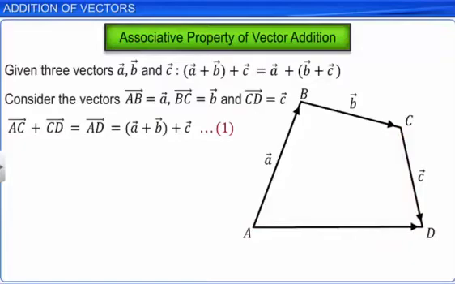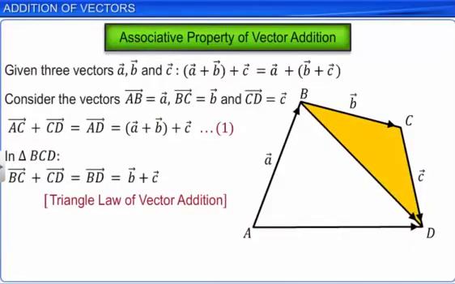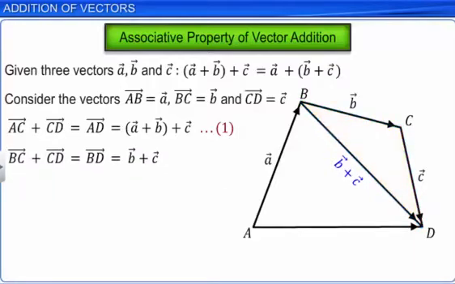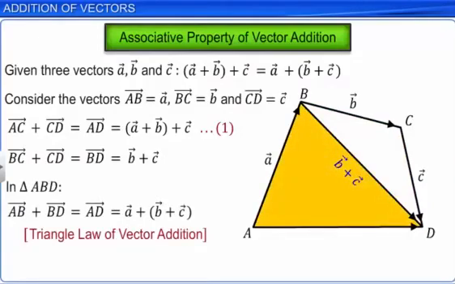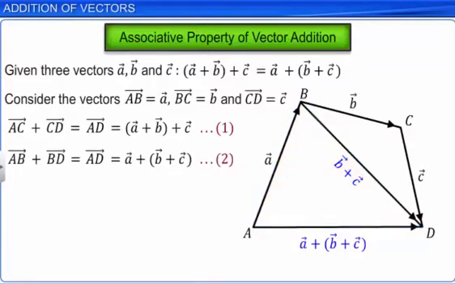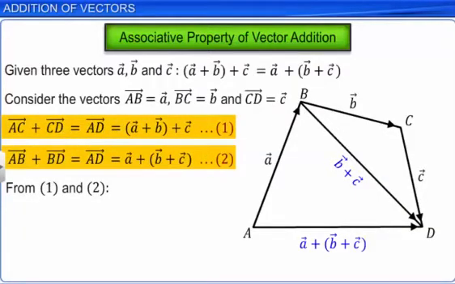Consider triangle BCD. By the triangle law of vector addition, the sum of vectors BC and CD is equal to vector BD, which is vector B plus vector C. Now, consider triangle ABD. The sum of vectors AB and BD is equal to vector AD, or the sum of vectors B and C. Equating the value of vector AD from equations 1 and 2, it is proved that vector addition is associative.